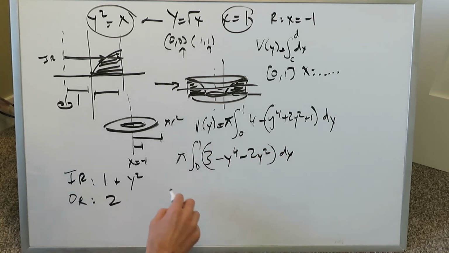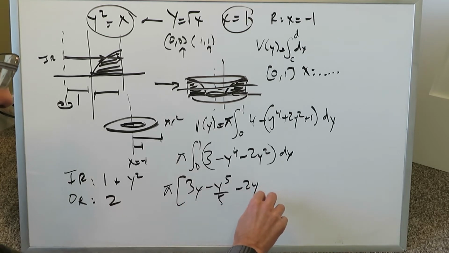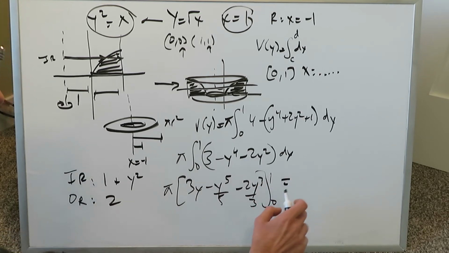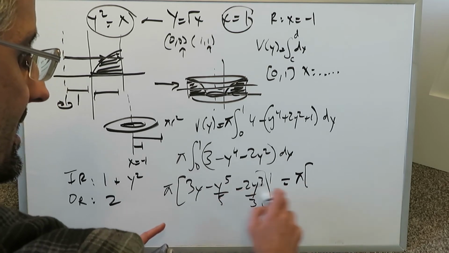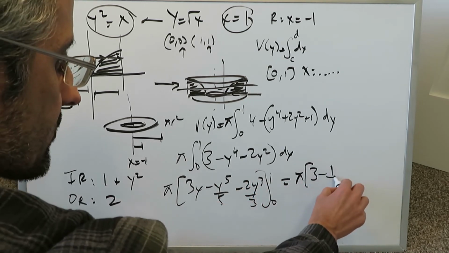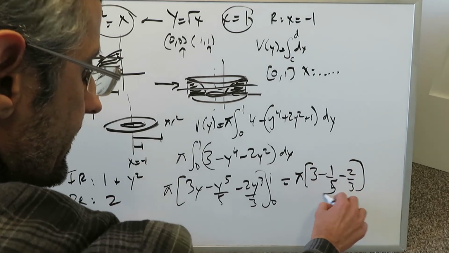This is polynomial integration, not hard by any means. You'll have 3y minus y to the 5 over 5 minus 2y cubed over 3 from 1 to 0. When you do the integration of this, you're looking at nothing more than just a 3, because putting in a 0 is meaningless. 3 minus 1 over 5 minus 2 over 3. You can do a common denominator here of 15.